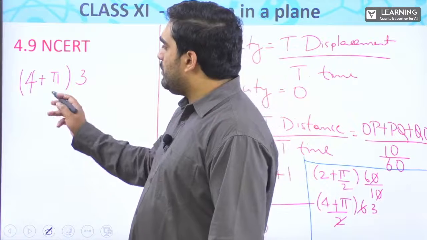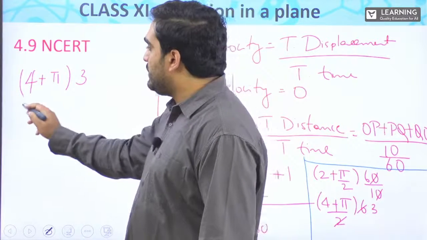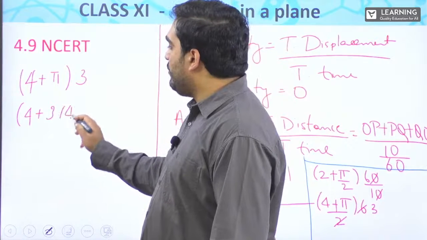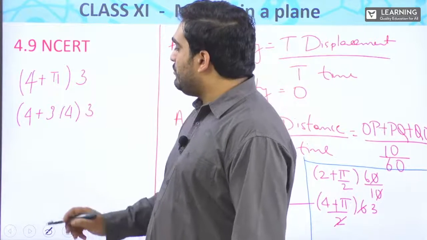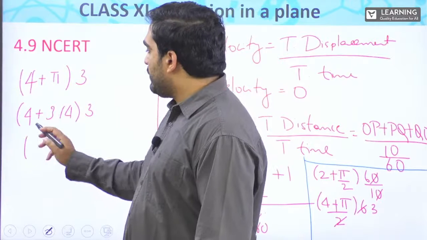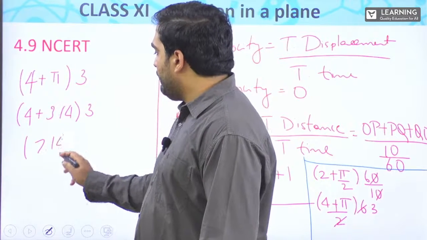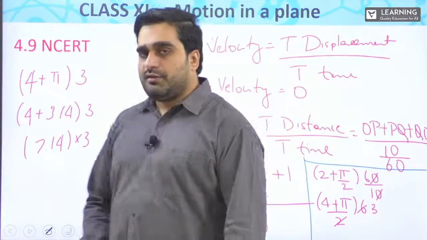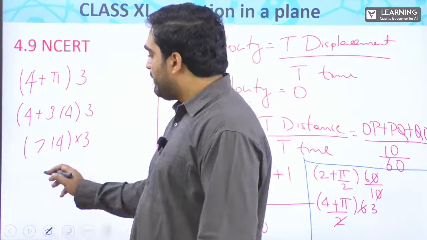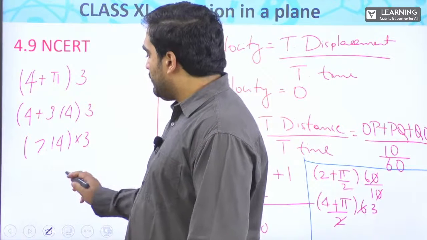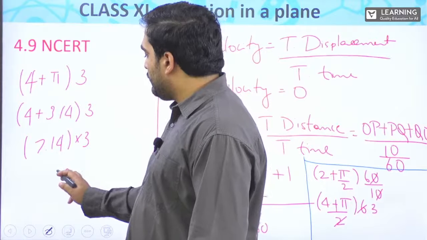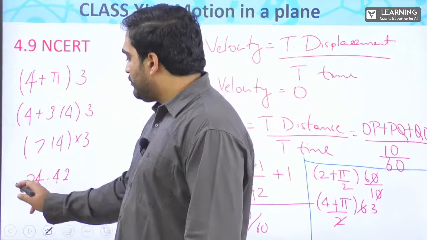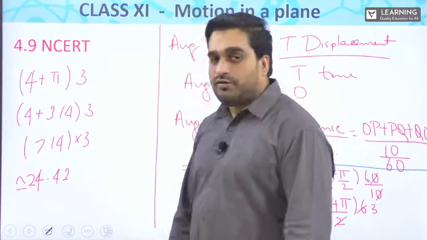So you get an approximate. Let's say this would be 4 plus 3.14 times 3. You're free to use the calculator. Which is 7.14 times 3. Go ahead. So you get 21.42 approximately.